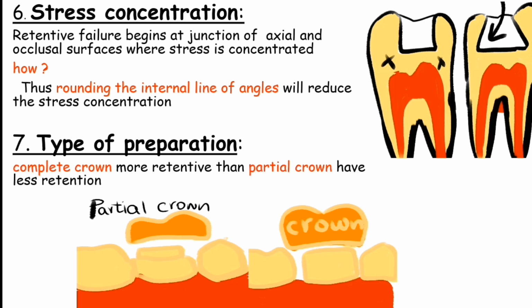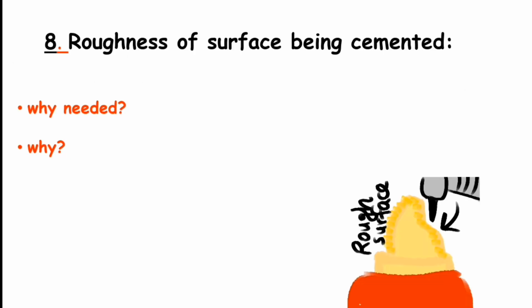And the type of preparation. Which type of preparation has more retention and resistance? Complete crowns are more retentive, while partial crowns have less retention. Next, the roughness of the surface being cemented. Why is it an important point for retention and resistance, and why is it needed?